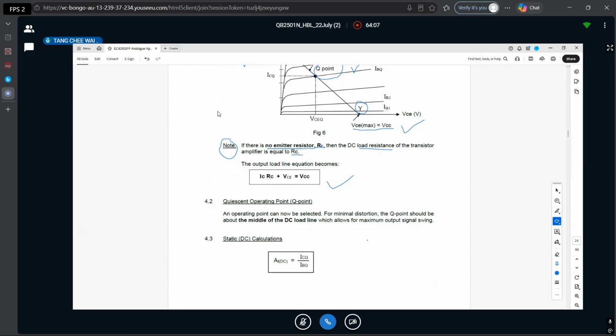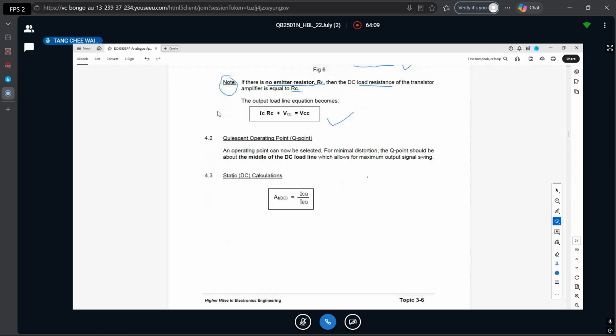We just saw the Q point on the graph in 4.2, all right? They also mentioned to you it's about in the middle of the load line. Later we'll come to that. So it allows for maximum output swing. That means you will see the entire output signal of a sine wave. Okay, that's what it means.